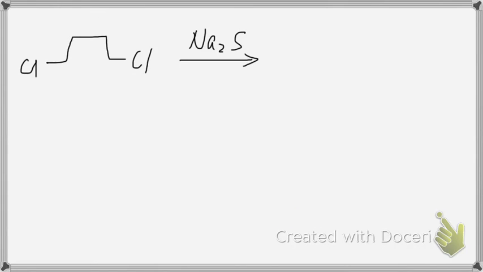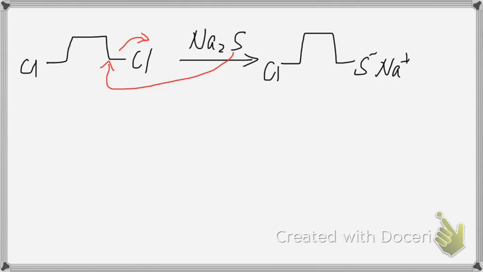For example, here we have an alkyl dihalide. You can treat it as two alkyl halides, right? So the sulfur, the S2 minus, will attack the carbon with one chlorine. So the sulfur replaces one chlorine.